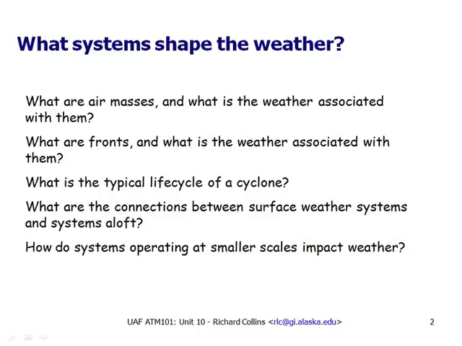We've already talked about this, but we'll see how this plays out in terms of cyclones. And then how do systems operating at smaller scales impact weather? When we talk about air masses, fronts, and cyclones, we're talking from hundreds to thousands of kilometers. But there are also very important smaller scale processes at work that influence our weather, and we'll look at some of those at the end of the unit.